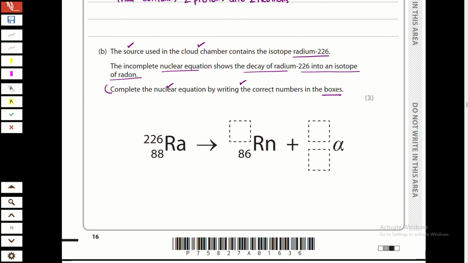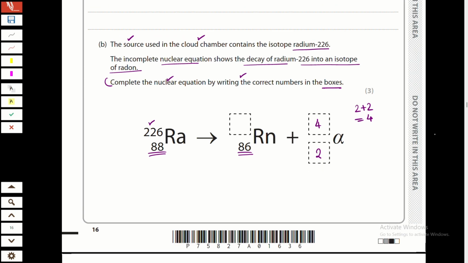So we know that an alpha particle has got 2 neutrons and 2 protons. The number at the bottom represents the atomic number, or the number of protons. We know that alpha has got 2 protons, so we're going to write 2 over here. And the number at the top represents the mass number, which is equivalent to the number of protons plus the number of neutrons. We know that alpha has got 2 protons and 2 neutrons, so 2 plus 2 is equivalent to 4. Its mass number is going to be 4.